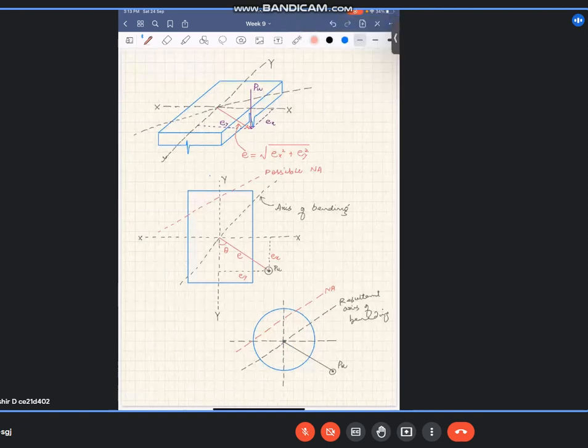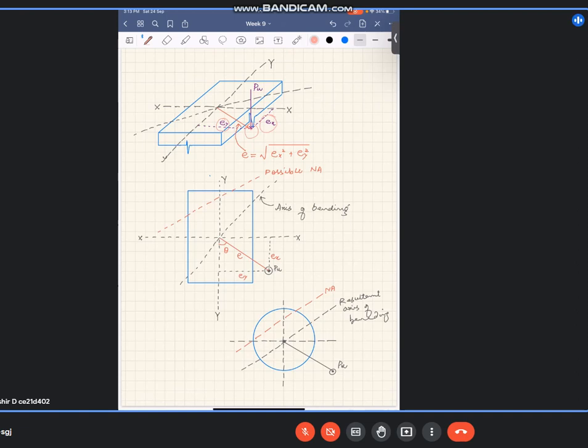The same can be done for the eccentricity as well. For the biaxial eccentricity, the load Pu acts here, having some eccentricity ex with respect to the x axis and some eccentricity ey with respect to the y axis. So if we have to write the combined eccentricity, we can write it as the square root of ex square plus ey square. So you have to proceed like that.